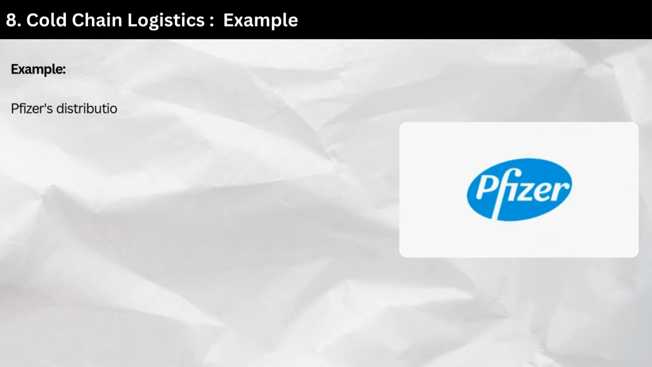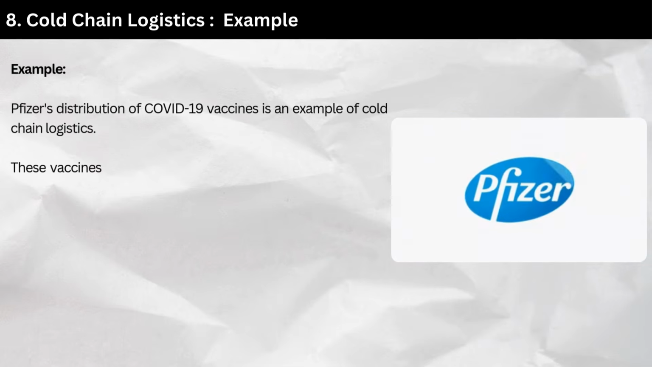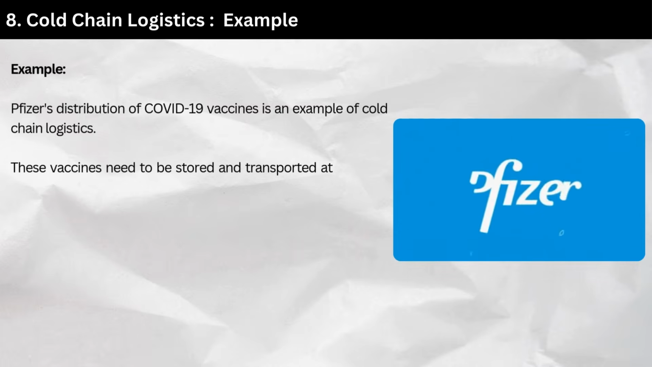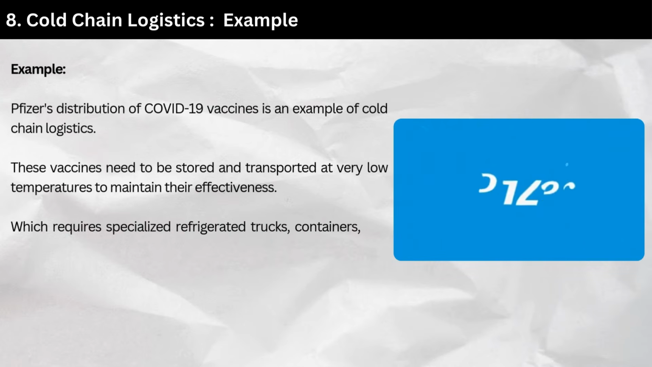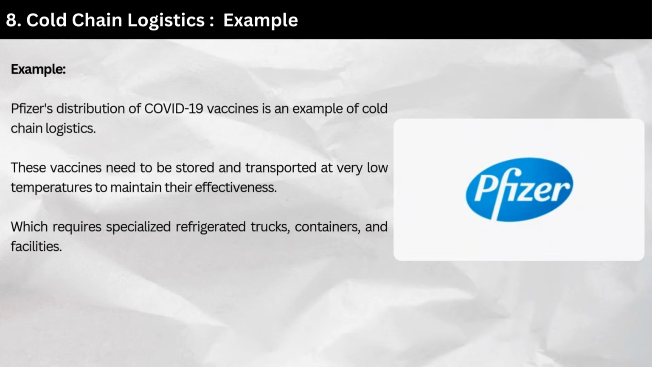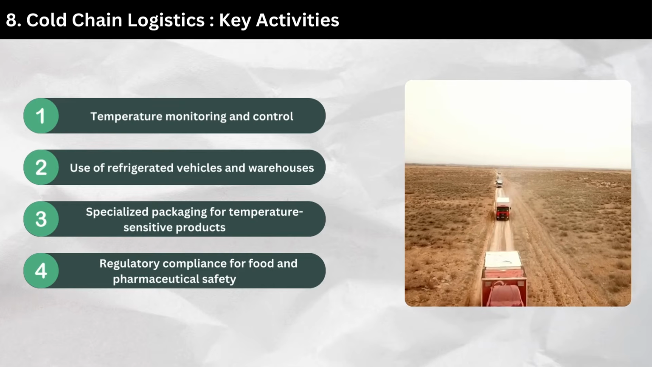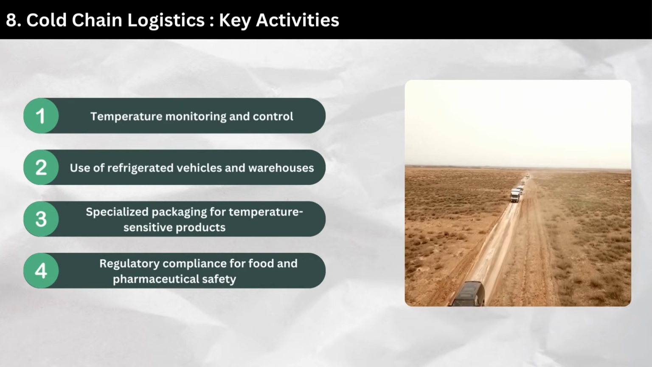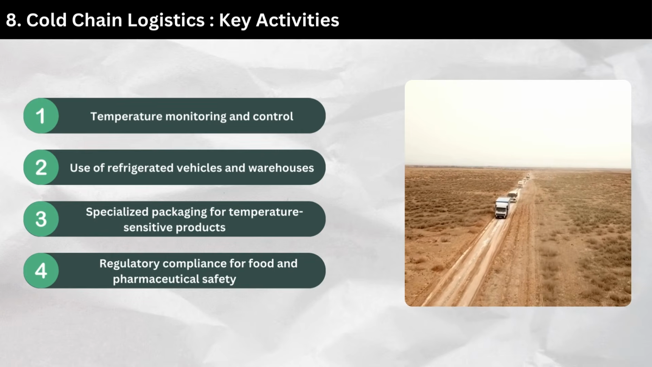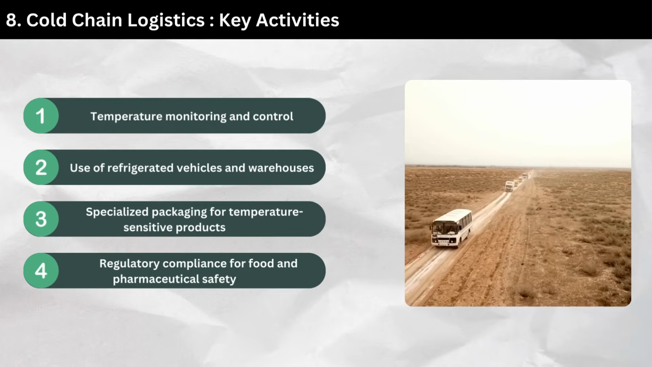Example. Pfizer's distribution of COVID-19 vaccines is an example of cold chain logistics. These vaccines need to be stored and transported at very low temperatures to maintain their effectiveness, which requires specialized refrigerated trucks, containers, and facilities. Key activities. Temperature monitoring and control. Use of refrigerated vehicles and warehouses. Specialized packaging for temperature-sensitive products. Regulatory compliance for food and pharmaceutical safety.